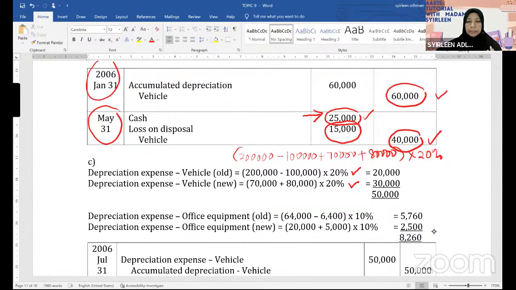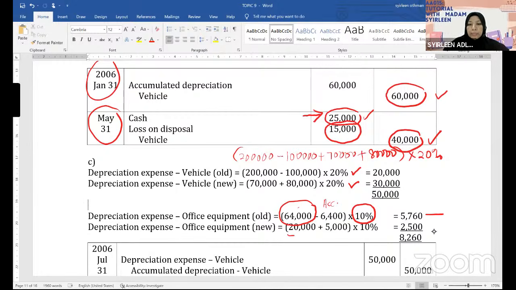Bila guna reducing balance, okay, total asset asal dalam soalan tadi, you already have 64,000. So kalau saya nak kira dia punya depreciation expense, I kena darab based on net book value. So that means that 64,000, Madam akan minus dulu dengan accumulated depreciation that is in the question given already kan dalam soalan tadi, minus terus 6,400, you dapat net book value baru you darab 10%. This is for the old asset. Okay, so untuk old office equipment, dia punya depreciation is 5,760.